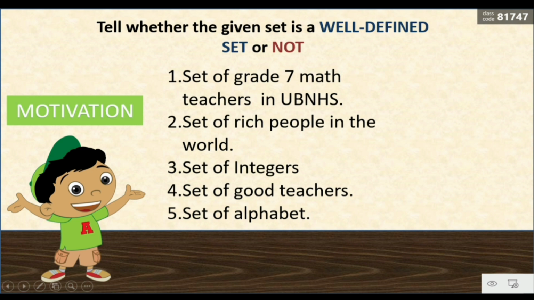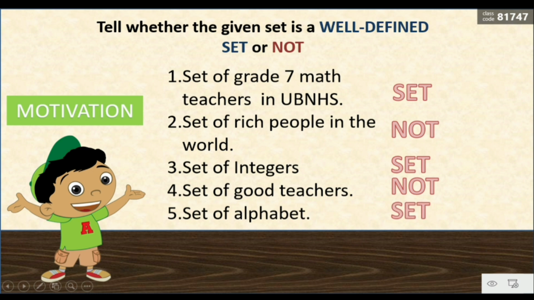For number 1, set of grade 7 math teachers in UB and HS. The answer is set. Number 2, set of rich people in the world. The answer is not set or not well-defined set. Number 3, set of integers. So the answer is set. 4, the answer is not. And number 5, set of alphabet. The answer is set. I hope at this point you were able to classify the given statements whether it is a set or not.